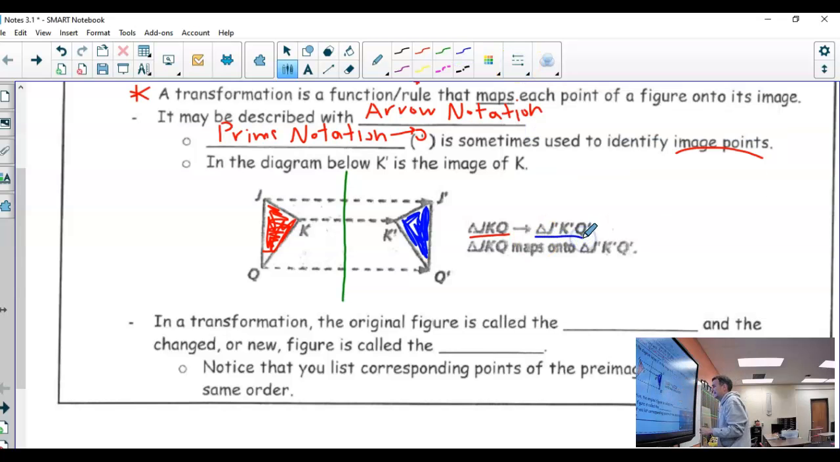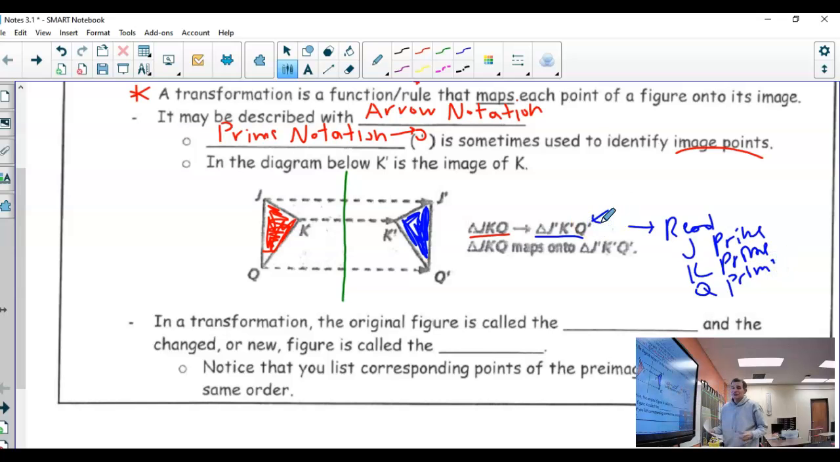as triangle, and this is how you say this. You would just read it J prime, K prime, Q prime. Every time you see one of those little apostrophes, you just read the word prime. So J prime, K prime, Q prime. Here is this arrow notation right here, right? And that arrow, here's how you read it. That arrow is read maps onto. So when you see that arrow, what you're actually doing is you're reading maps onto. Triangle JQK maps onto triangle J prime, K prime, Q prime.